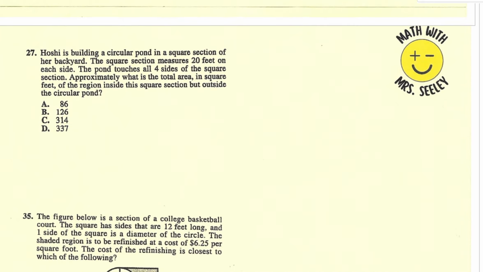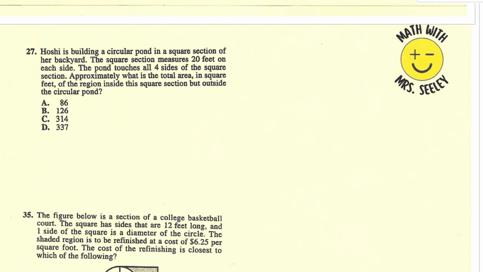Okay, let's look at this one. This one is pretty much identical to what we just did, except they don't draw the picture. We have to draw it ourselves. It says that Hoshi is building a circular pond in a square section of her backyard. The square section measures 20 feet on every side. The pond's going to touch all 4 sides. So what's the area of the region inside the square but outside the pond?